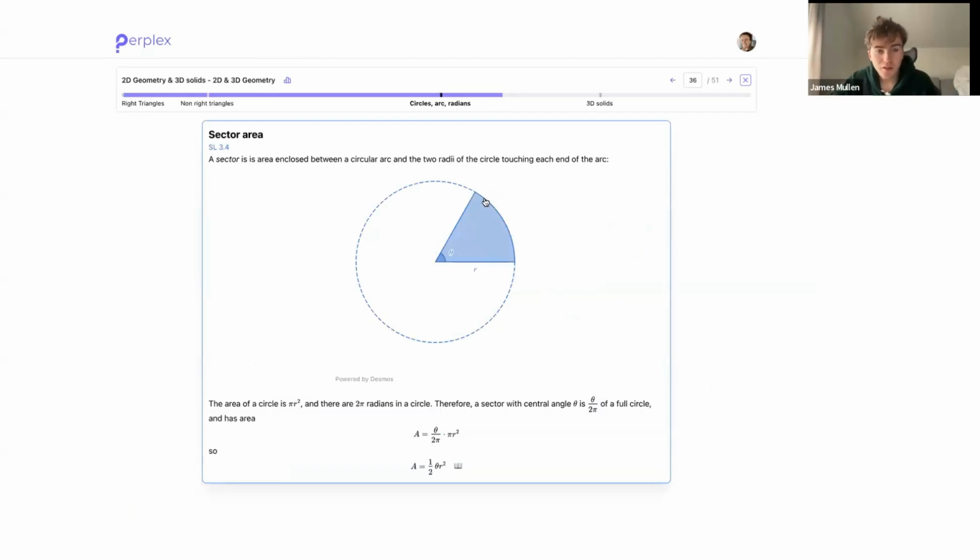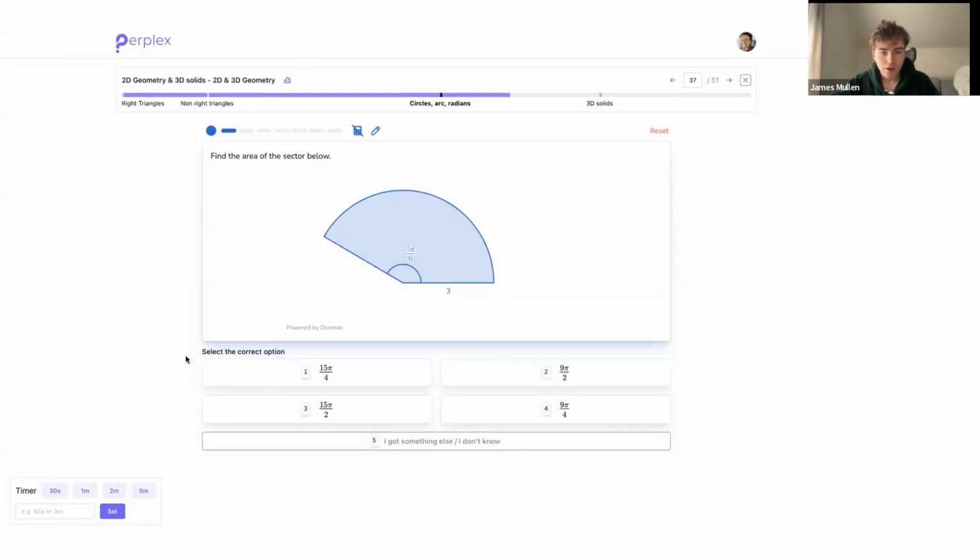Now, sector area. The sector is the area enclosed between a circular arc and the 2 radii of a circle touching each end of the arc. So if the whole circle has an area of pi r squared and there are 2 pi radians in the circle, then a sector with angle theta in radians represents theta over 2 pi fraction of the full circle. And if that's the fraction of the full circle, then that's the fraction of the area it's going to represent. So I find the area of the sector by multiplying theta over 2 pi times pi r squared, and I get, this formula is in your booklet, half of theta r squared. Okay? So I'm going to give you 30 seconds to do this example.